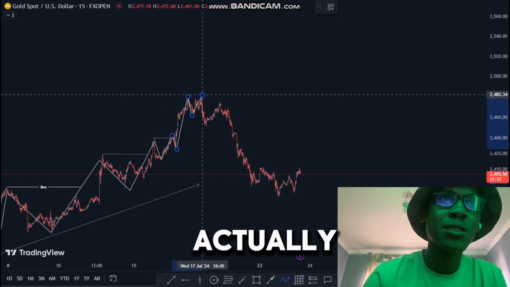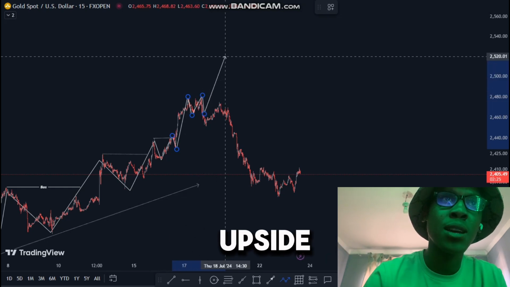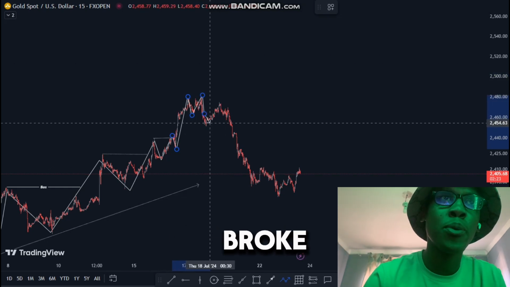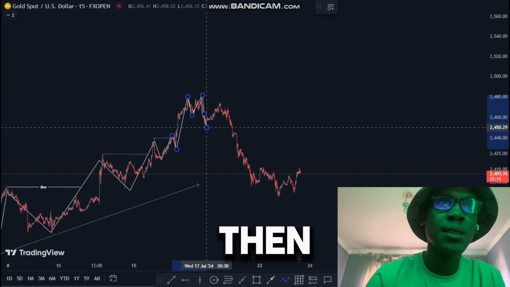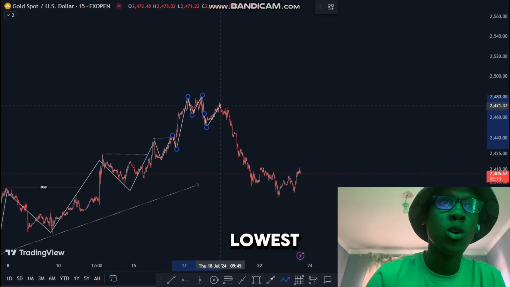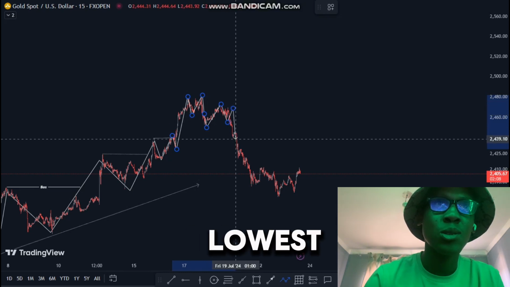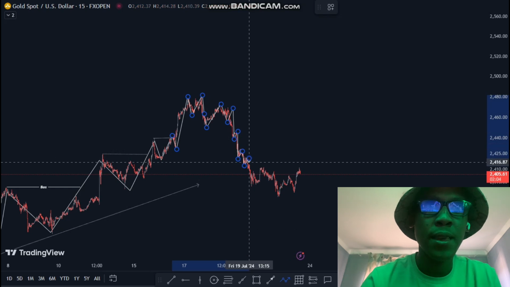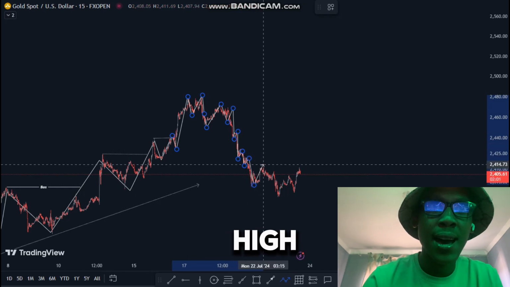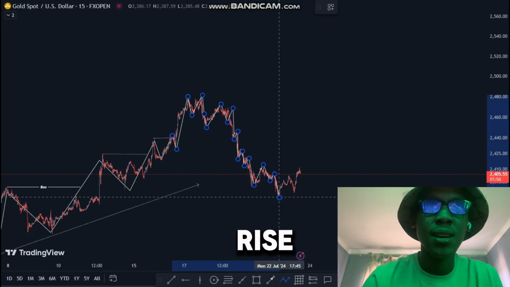So instead of the market giving us a highest low so that it could continue to the upside, look what the market did. The market broke our recent highest low, which is this one here. Then from there, it came back to give us what we call a lowest high. Then it gave us a lowest low, lowest high, lowest low, lowest high, and lowest low again, right?